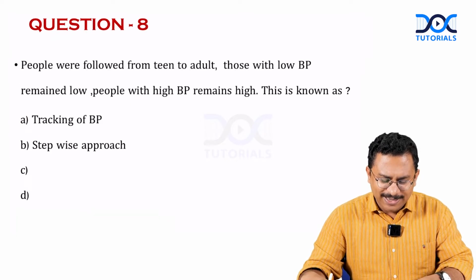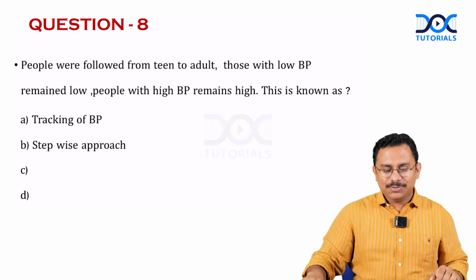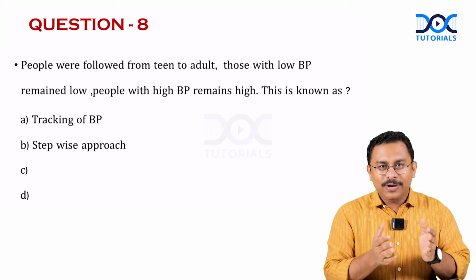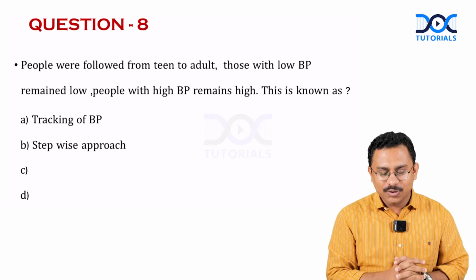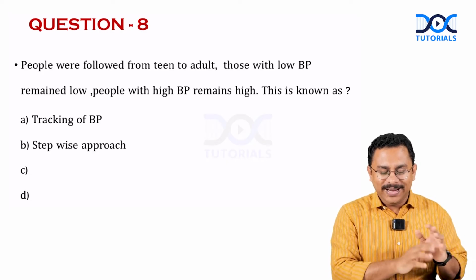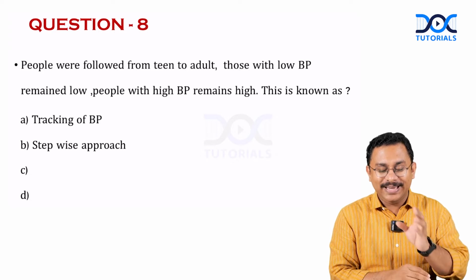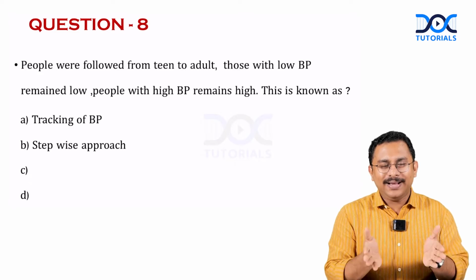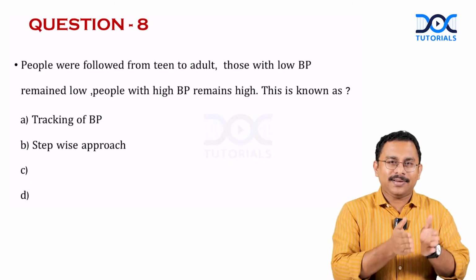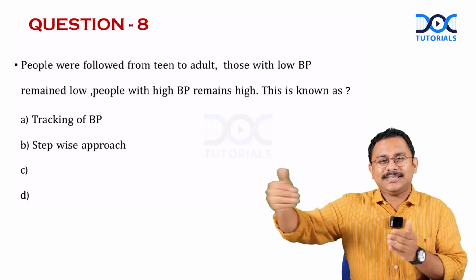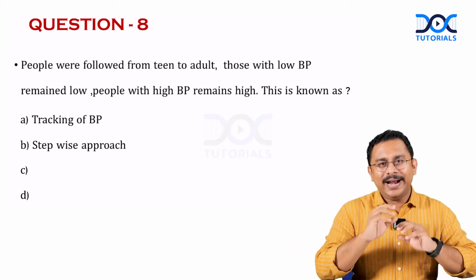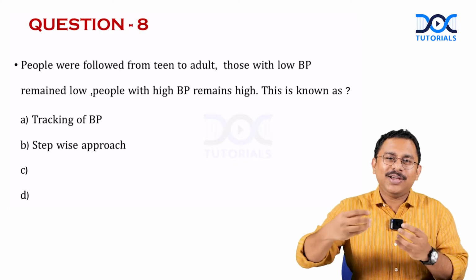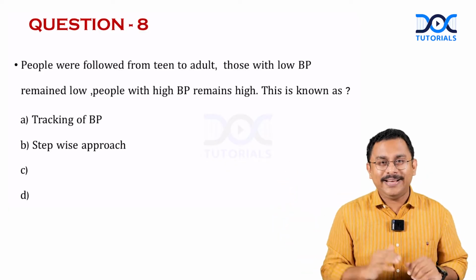Coming to question number 8, again a relatively factual question. I'm sure this would have been discussed with the PSM recall as well. When people were followed up from teen to adult, those with low BP remained low and the people with high BP remained high. What is this known as? Essentially, when you track individuals from their 30s and 40s to their 50s and 60s, you will see that patients who had a higher BP in the younger age group would eventually go on to have a higher BP in the older age group as well.